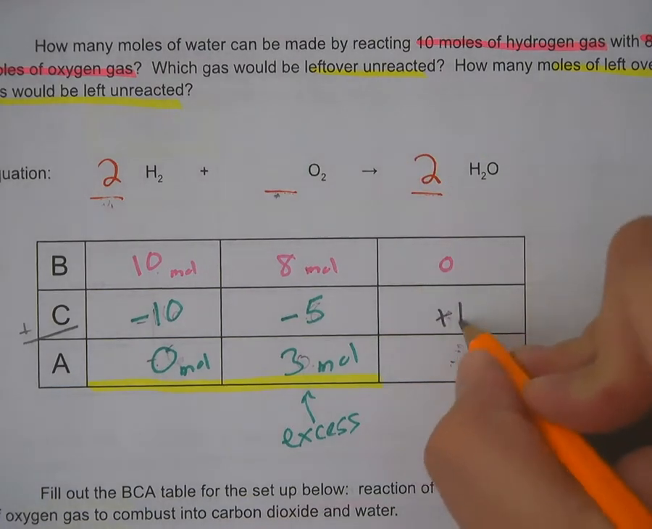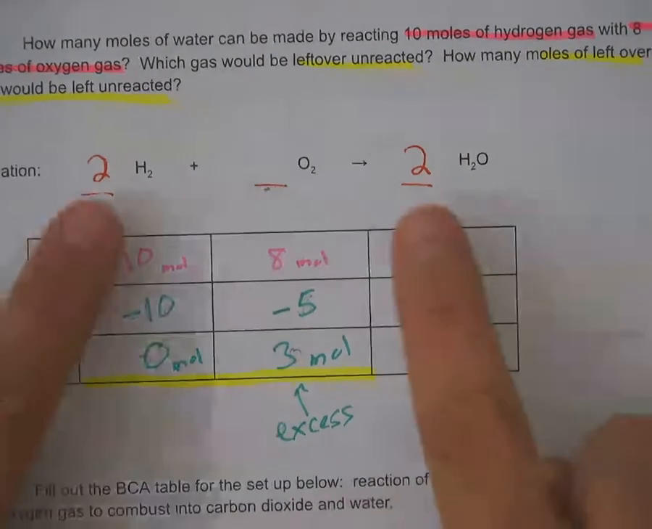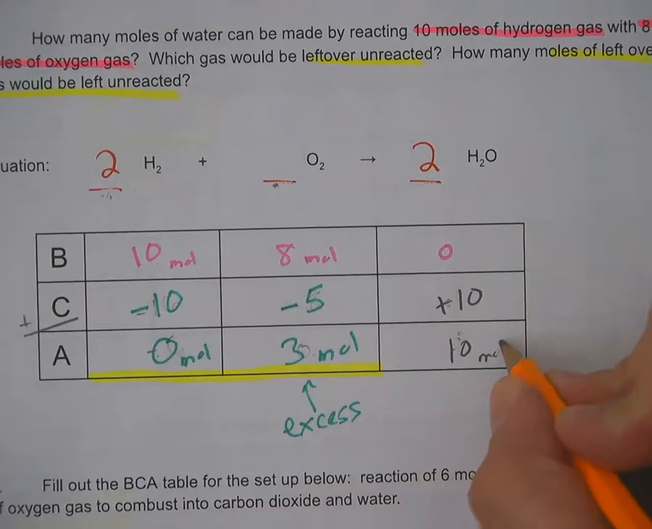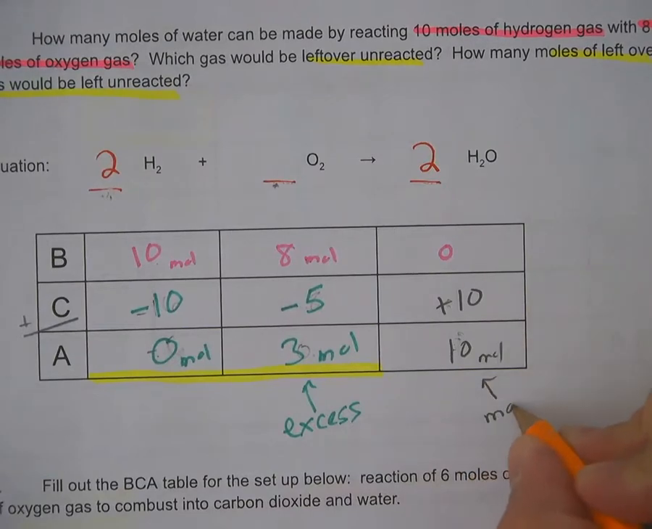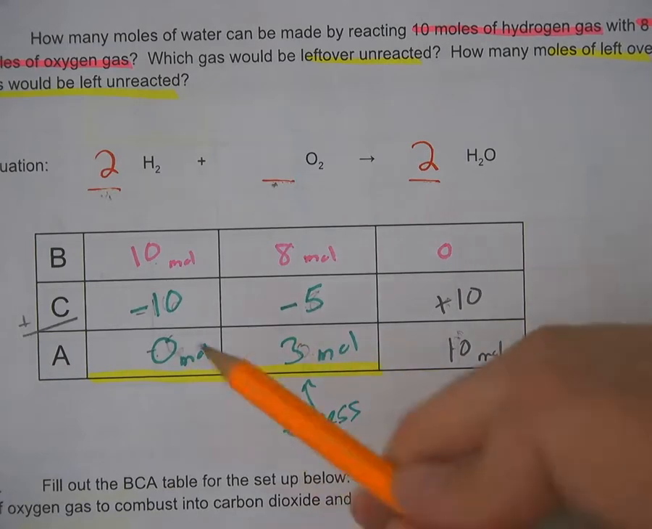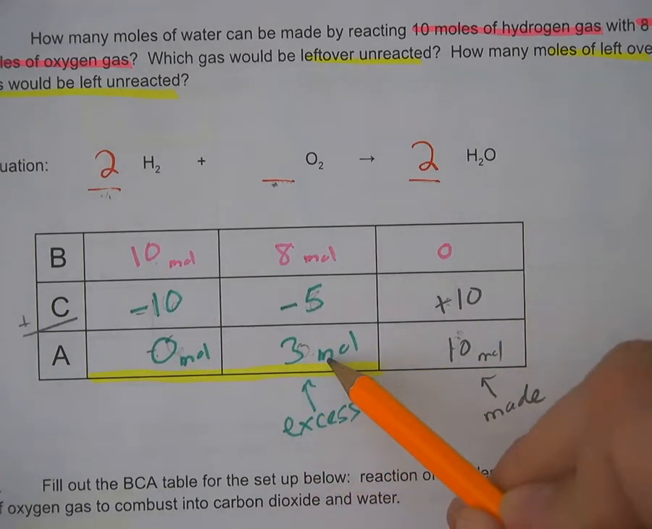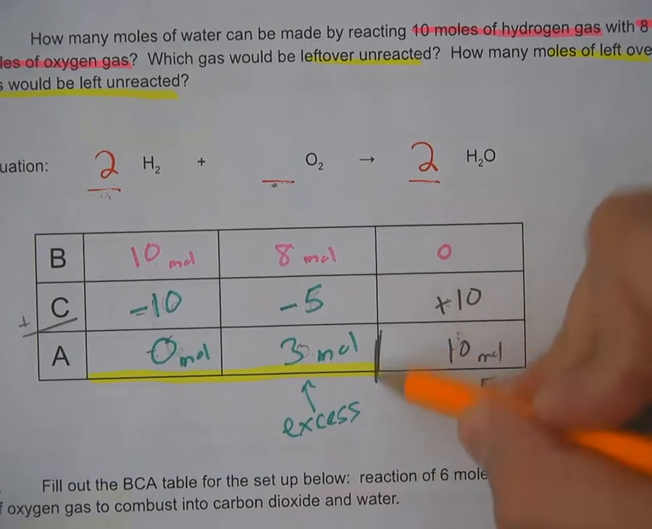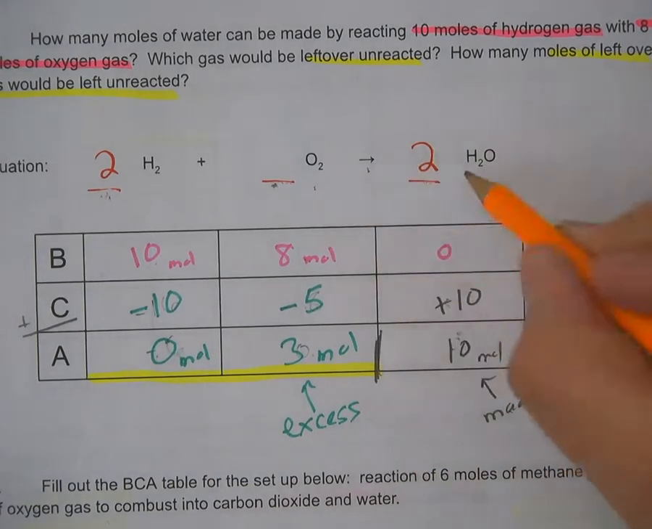If I put a positive 10 here, because again, a 2 to 2 ratio, these numbers are the same. I have 10 moles here. What does this mean? This is how much water we would make. This is how much is left over. The reason we're saying excess left over or made is because I've crossed from the reactant side to the product side.